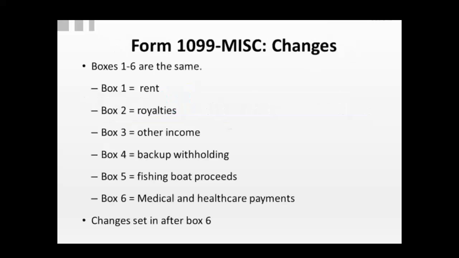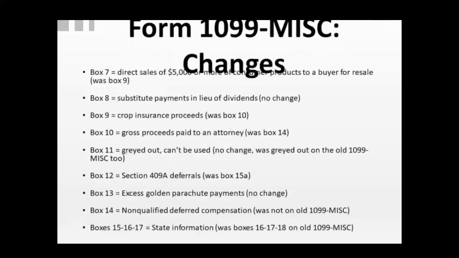So here's some of the changes. First of all, boxes 1 through 6 of the 1099 miscellaneous have not changed. So those all stay the same. Rent, royalties, other income, backup withholding, fishing boat proceeds, and medical and healthcare payments. Those are all the same as they currently are. The changes set in starting with box 7 and beyond.